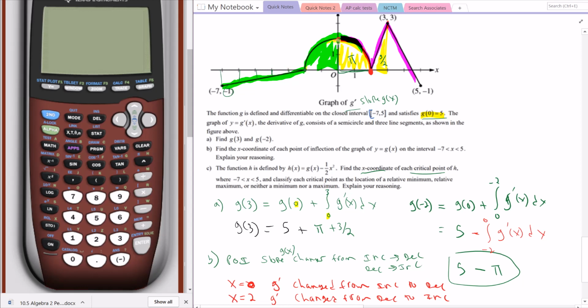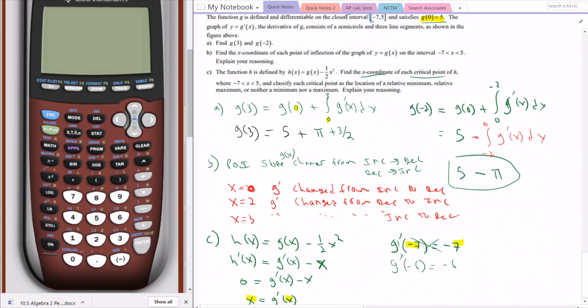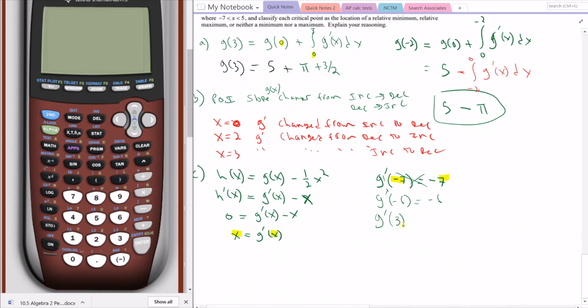How about here? Is g prime of 0 equal to 0? No, it's equal to 2. Is g prime of 1 equal to 1? No, it's somewhere up here. Is g prime of 2 equal to 2? No, g prime of 2 is 0. Is g prime of 3 equal to 3? Yes, it is. Oh my goodness, there it is. So the answer that actually is true here is when g prime of 3 equals 3. So x equals 3 is a critical value of h of x.